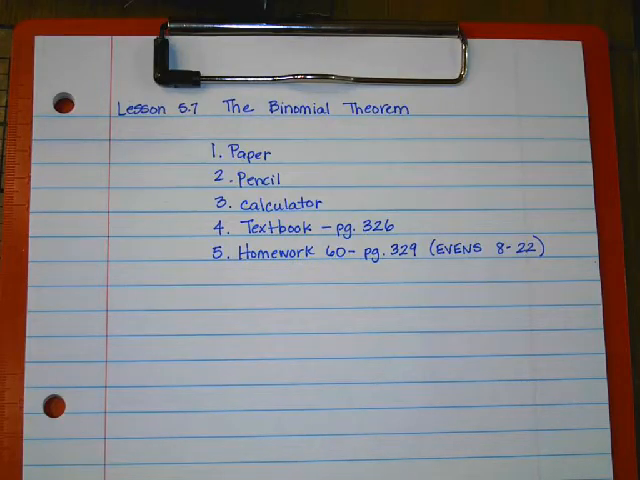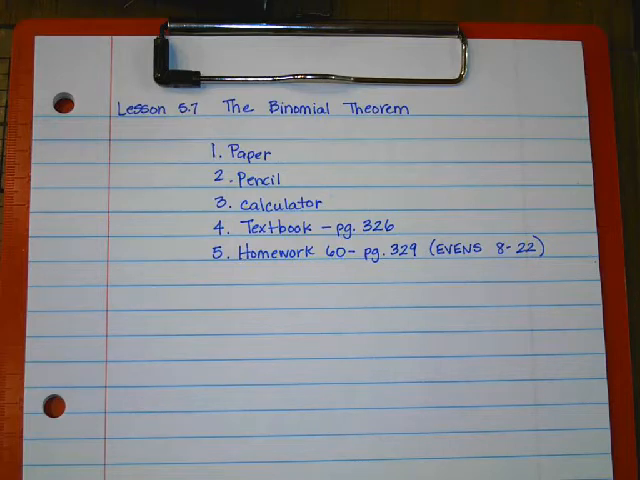We're going to move on to lesson 5.7. So we're going to jump over 5.6 and move straight into lesson 5.7. This lesson is called the Binomial Theorem. For today's lesson, you're going to need paper, pencil, a calculator, and your textbook. We're going to be on page 326.